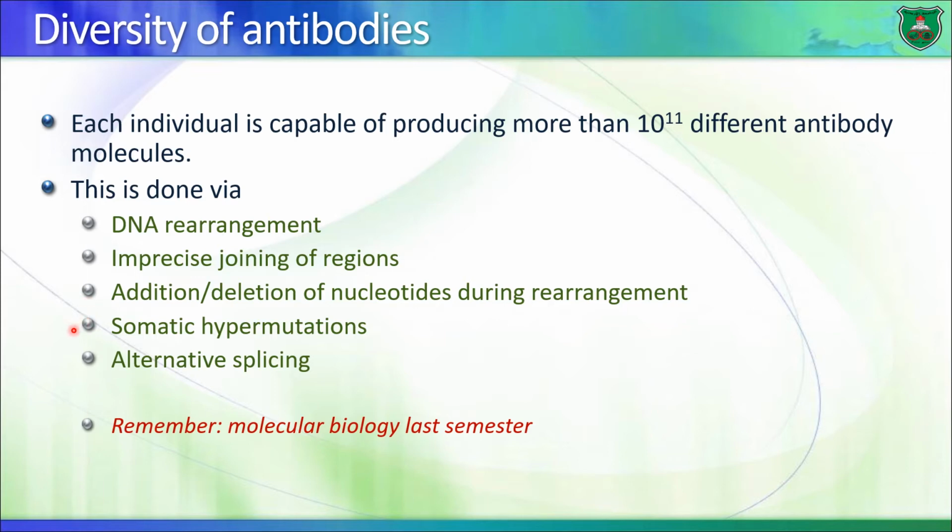Also, as B cells proliferate and as they synthesize DNA, they introduce mutations in certain regions, especially, of course, the hypervariable region. And these are known as somatic hypermutations. And of course, we have alternative splicing of the RNA molecule. So I'm not going to go over these different mechanisms again. What I care about in this lecture is for you to understand the basic structure of the immunoglobulin and how immunoglobulins can interact with antigens.